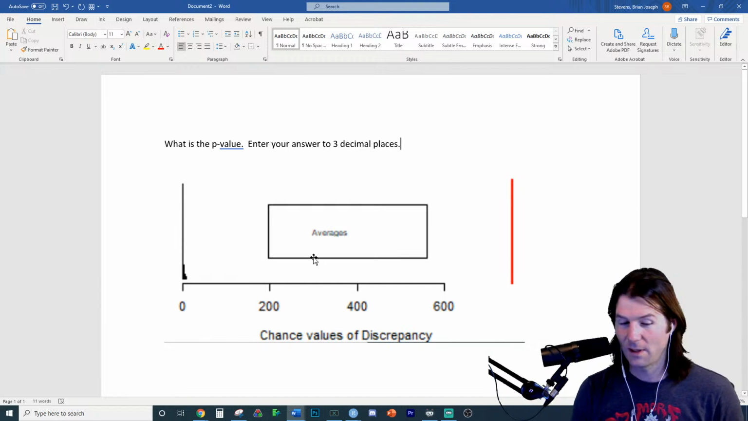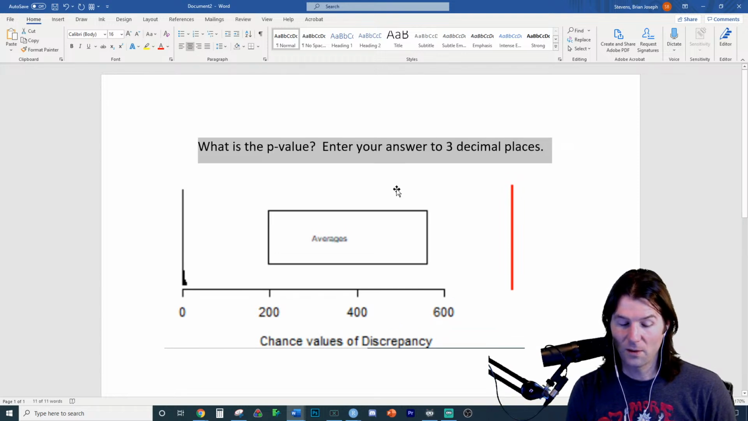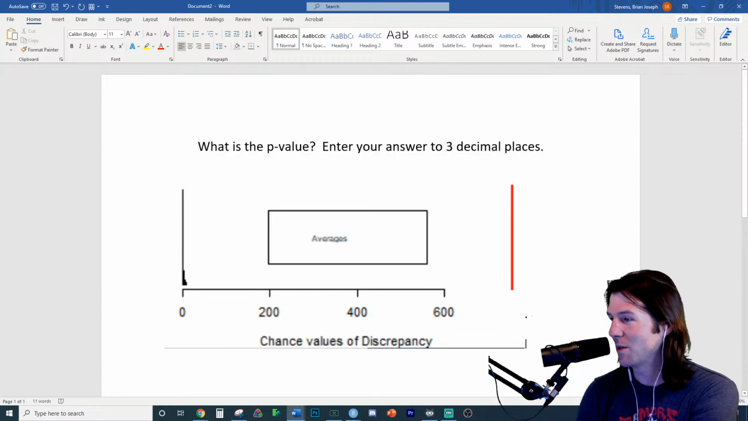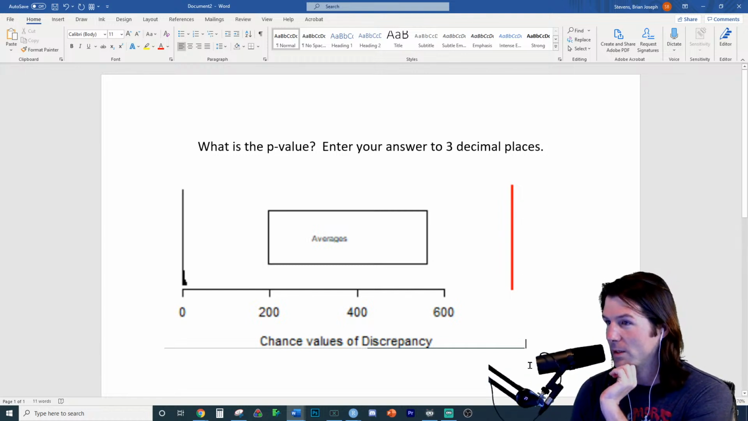So what is the p-value for this? Answer to 3 decimal places. And I believe, don't worry if you don't know it, that's not the end of the world, but I believe both 320 students in here right now will get this pretty quickly. What is the p-value for this? And enter your answer to 3 decimal places.